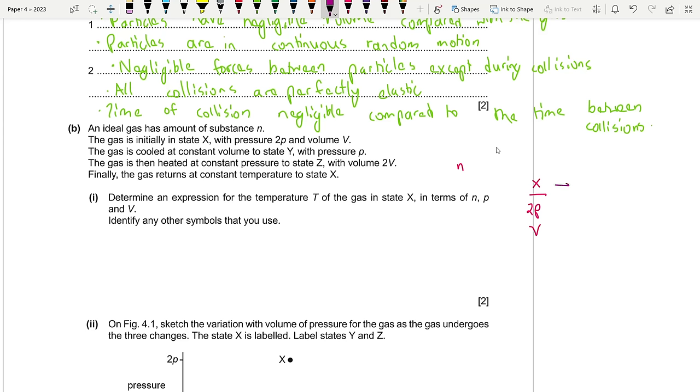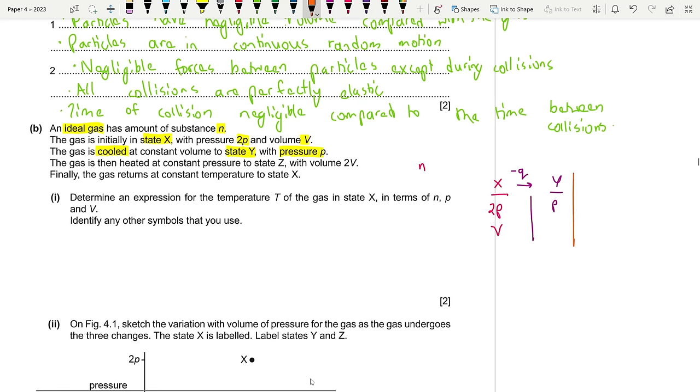Next, it moves on to state Y where it has pressure P. It is cooled, by the way. This is a key word. It is cooled. State X, 2P, V, moles of N at state Y. It has pressure P. And then it is then heated. So in this state, since it was cooled, it was minus Q. And by the way, it is an ideal gas, so it has no potential energy. Internal energy totally depends on the temperature. Okay, so if temperature increases, internal energy will increase. If temperature decreases, internal energy will decrease. Because it only has kinetic energy, right? Nothing else, no PE. So now, the gas is then heated at constant pressure. Okay, so at constant pressure now, what happens? The gas is heated.